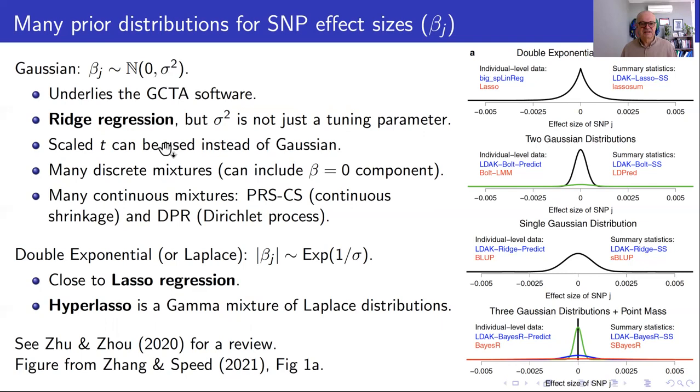Some priors use a t distribution instead of the Gaussian. We can have discrete mixtures of Gaussians or t's. We can have continuous mixtures. We can have a double exponential, as in lasso regression. I mentioned this hyperlasso, one of the early contributions from me and my colleagues, which didn't fly, but I think it had some good qualities. If you want to learn more, there's a nice review by Zhu and Zhao in 2020. This figure is just to illustrate the idea of mixtures of Gaussians.